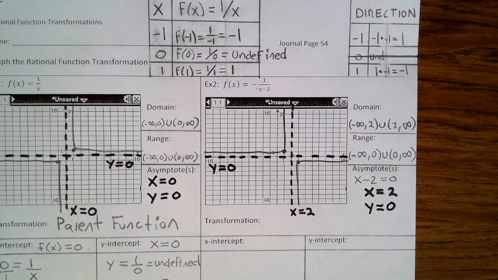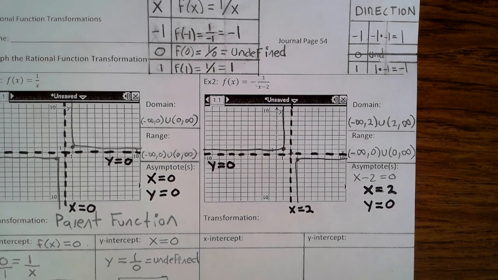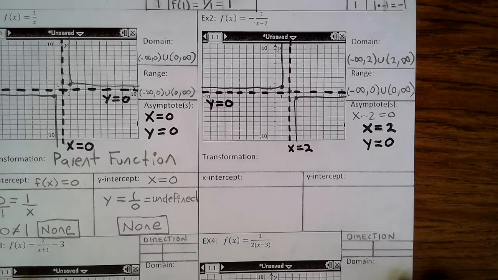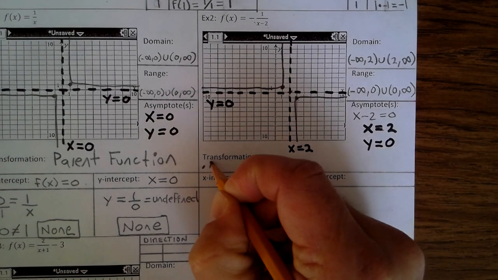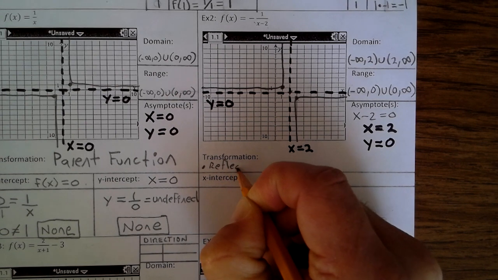Now our transformations, we have two of them. The first one is a reflection over the x-axis and to the right 2 units.